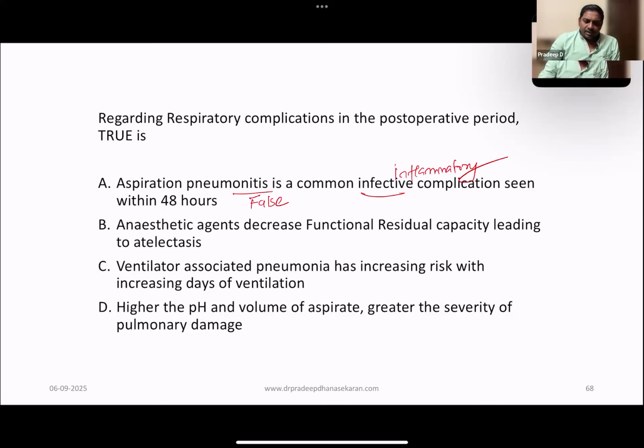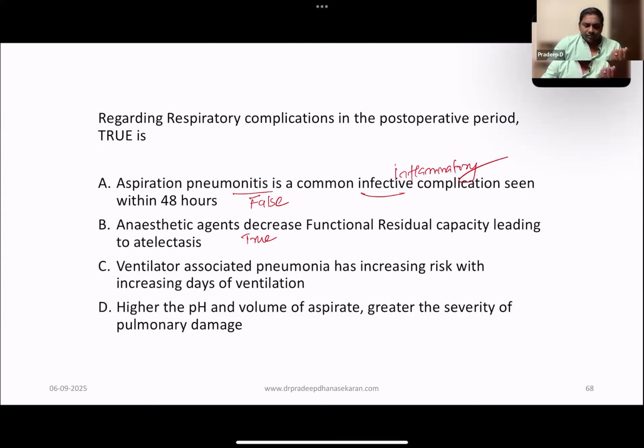Anesthetic agents decrease the FRC, leading to atelectasis. Yes, that is the main cause for post-op atelectasis. The functional residual capacity of the lungs will be reduced because of the use of the inhalation anesthetics. So that's why you advise the patient to use incentive spirometry to recruit more alveoli and to prevent atelectasis.